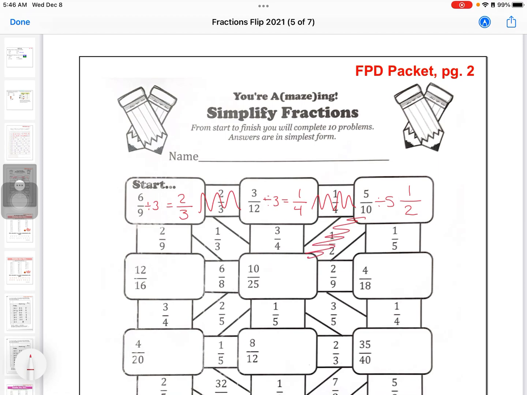Now 10 and 25. Does 10 go into 25 evenly? No. But I'm going to use my divisibility rules and think about them. They end in a 0 and a 5, so what number goes into both of them? And that is the number 5. So I'm going to divide both by 5. 10 divided by 5 is 2. 25 divided by 5 is 5. So now I'm at 2/5, and that's going to go this way.